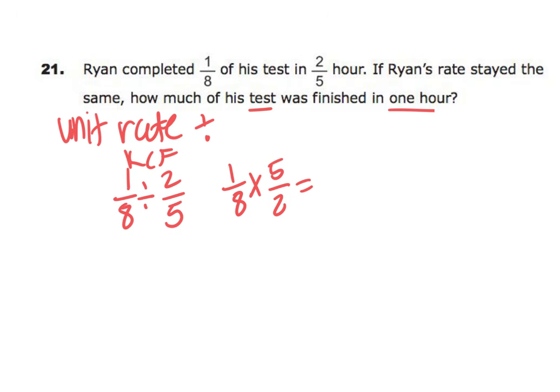Now I'm going to multiply straight across. 1 times 5 gives me 5. 8 times 2 gives me 16. So he finishes 5/16 of his test in 1 hour.